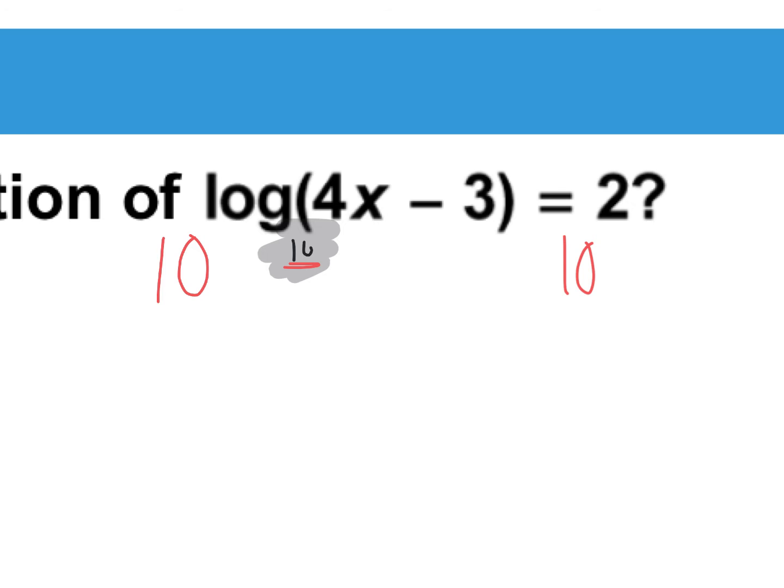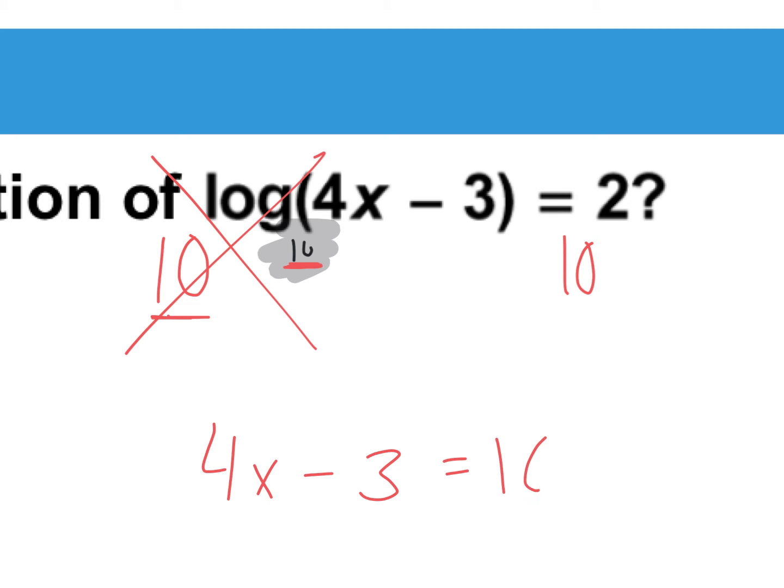So whatever this base is, you want to repeat it here. And what you do on one side, you got to do on the other. 10 to the power of log base 10 cancels out. So then we're just left with 4x minus 3. And that's equal to 10 to the second power.